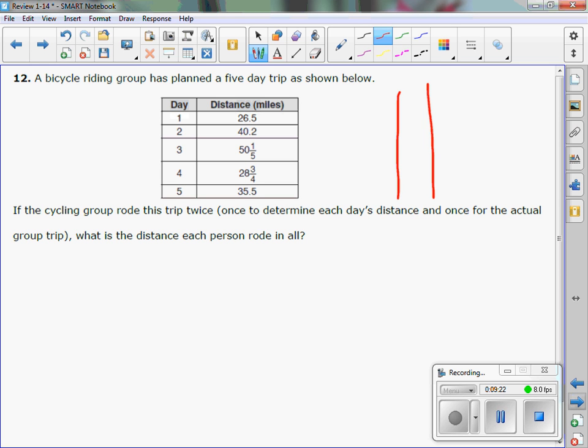It's completely up to you whether you want to work this as fractions or decimals, whether you prefer working in fraction form or decimal form. I'm going to go ahead and just show you guys in decimal form. It's a little bit easier and takes a little bit less time.